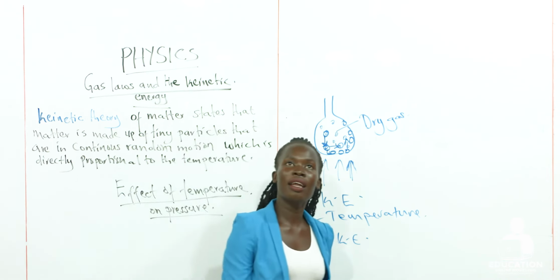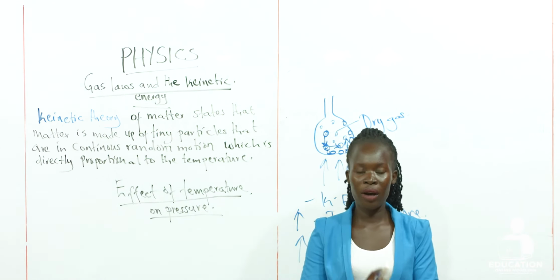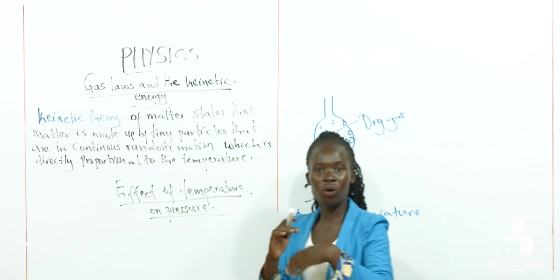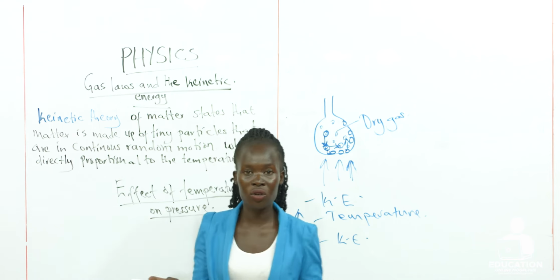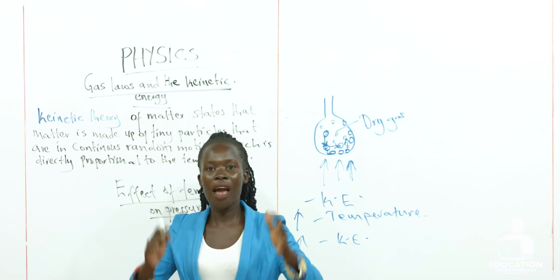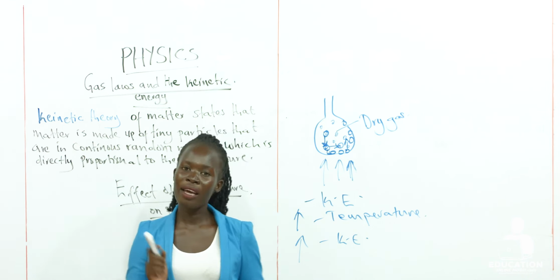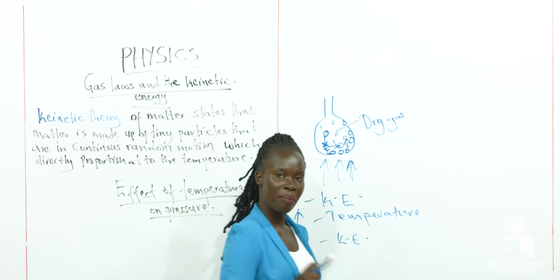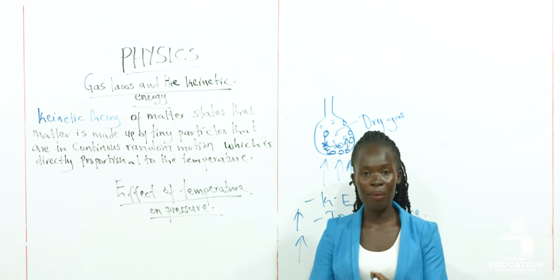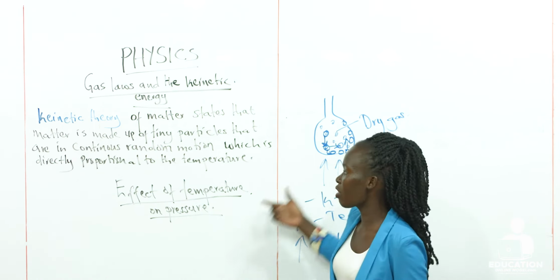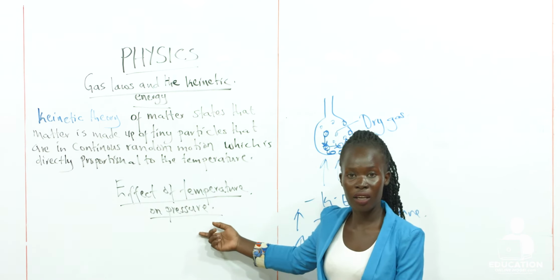Let's take an example of a balloon. When you blow air inside the balloon, you confine the air there. You tie the balloon up so that the air does not escape. So there you have a fixed mass of air inside the balloon. Why is it that when we blow the balloon and leave it under the sun, you will come and find that probably the balloon bursts? This is because of this theory that explains the effect of temperature on pressure.